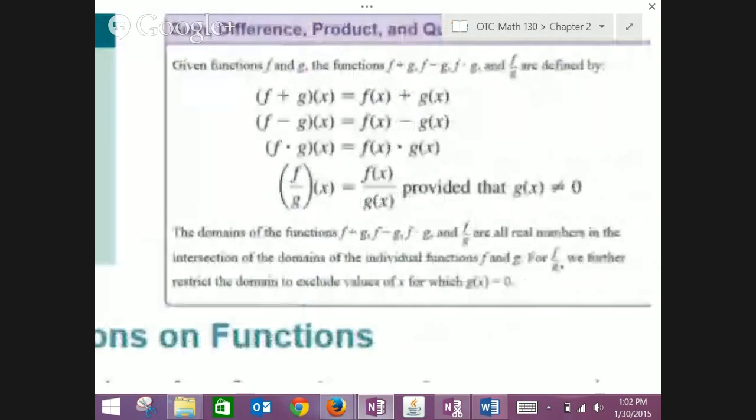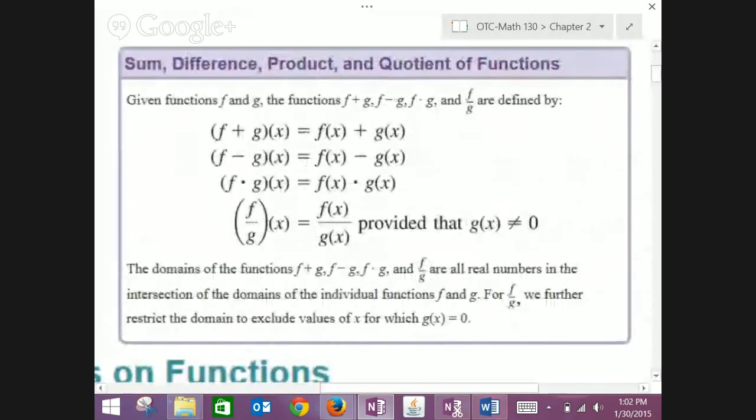So the first thing we're going to look at is basic operations. And these work exactly like you would expect them to work. If I take a function plus another function, at every x value I'm going to take that f of x plus g of x. Okay? If I subtract two functions, I take the first function at x minus the second function at x. And we'll do some examples when x is a number.